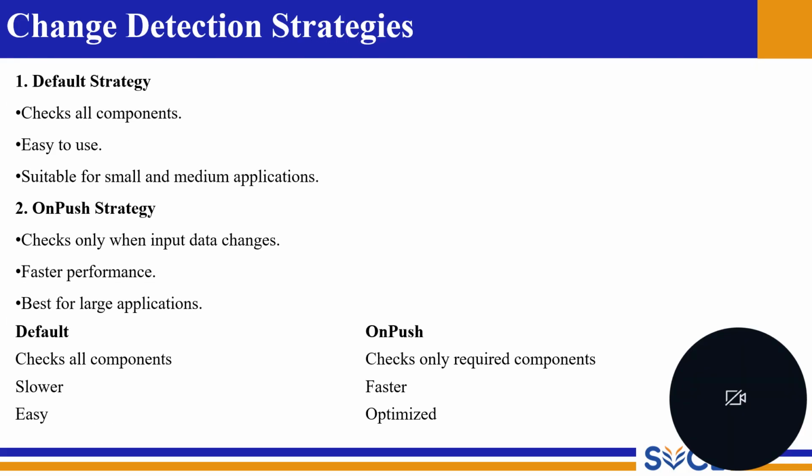So here the change detection strategies are of two types, default strategy as well as OnPush strategy. In the default strategy, it checks all the components, easy to use, suitable for small and medium applications. In the OnPush strategy, it checks only when input data changes, faster performance, best for large applications. So the main difference between default and OnPush is that default checks all the components, here it checks only the required components. Default is slower and OnPush is faster. Default is easy and OnPush is optimized.